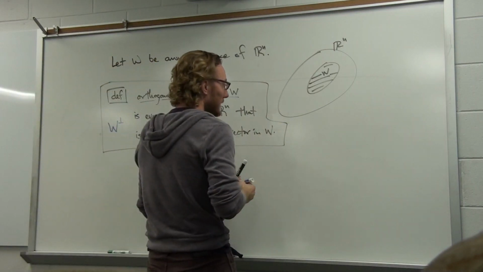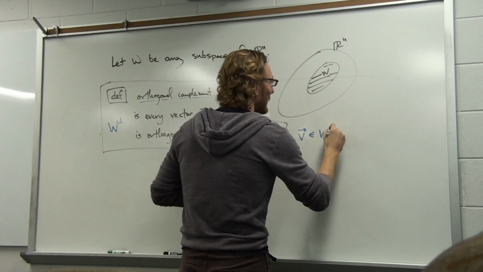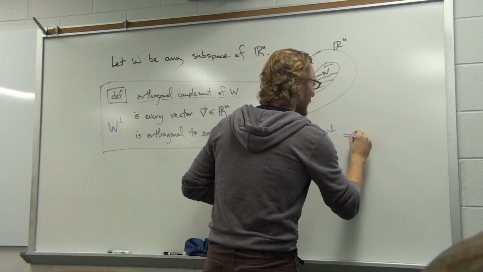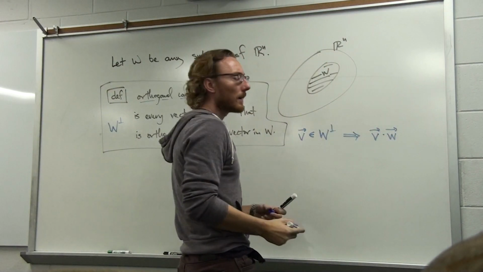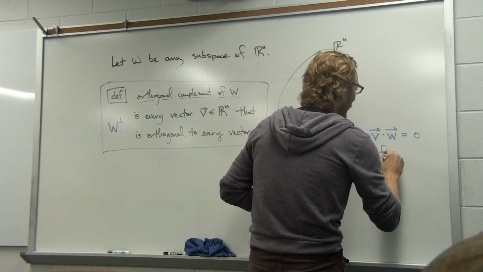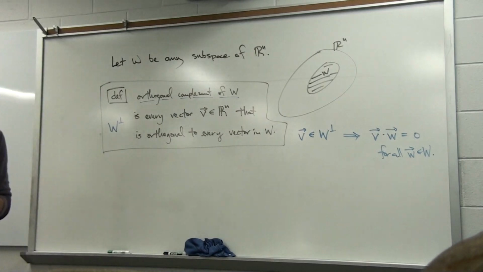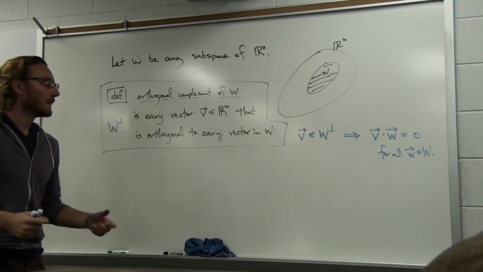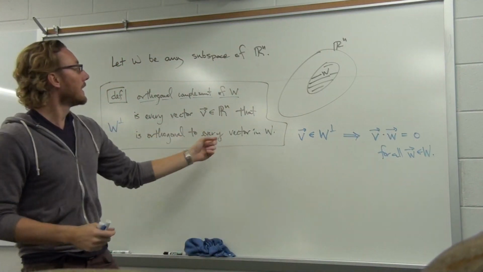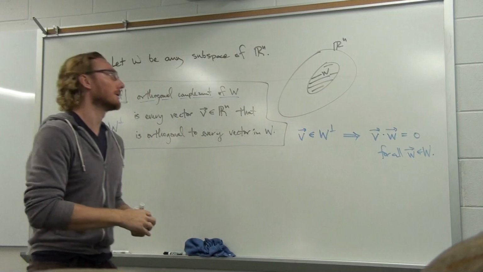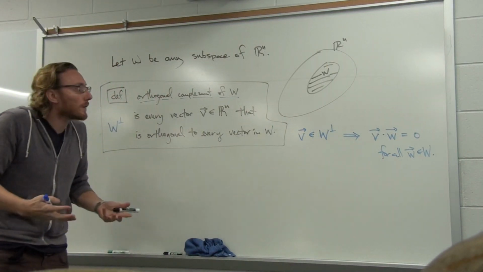Said more precisely, if our vector V is in the orthogonal complement, then when you take your vector V and dot it with W, you should get 0 for all vectors W in your space. So vectors in the orthogonal complement dot to 0. Vectors in the orthogonal complement are orthogonal to every vector in your space W. You could collect all of these vectors.